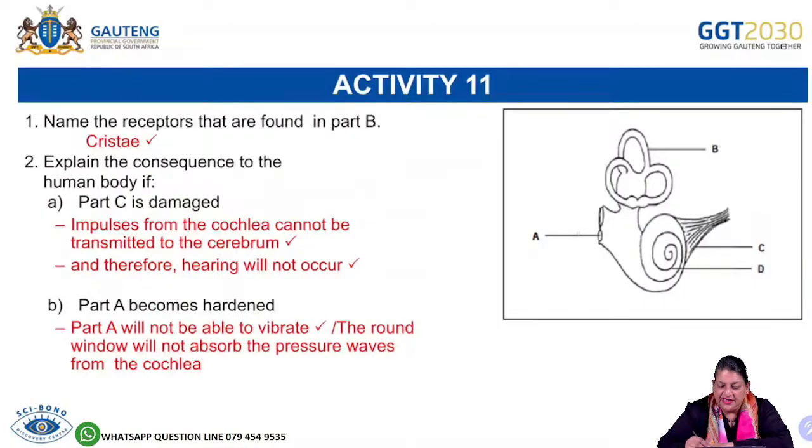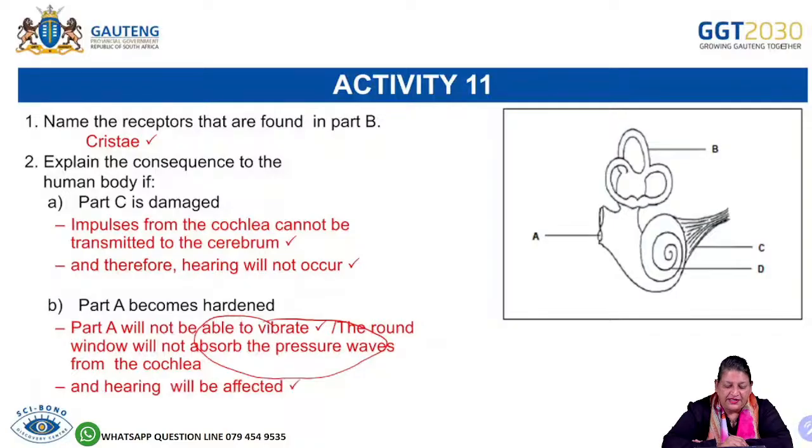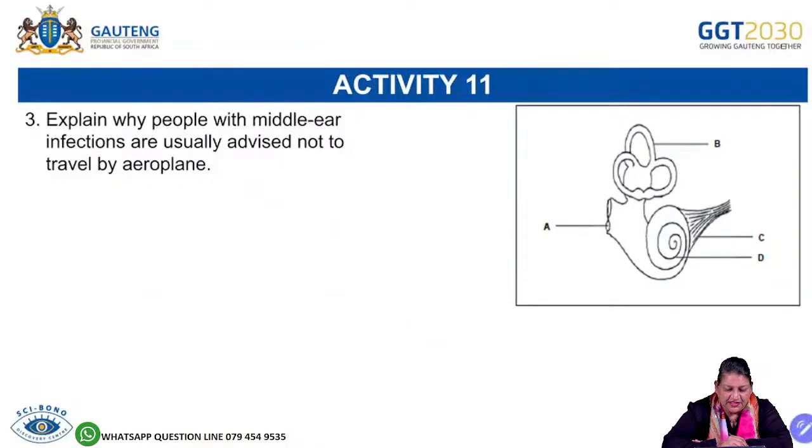What happens if part A is damaged? That's the round window. If it's hardened, it will not be able to vibrate, and it will not be able to absorb pressure waves, leading to sound distortion. Pressure waves will not be able to be absorbed if the round window is hardened. All right, and then hearing will be affected.